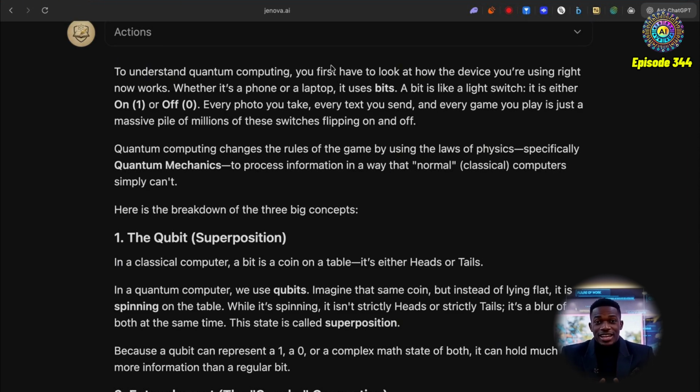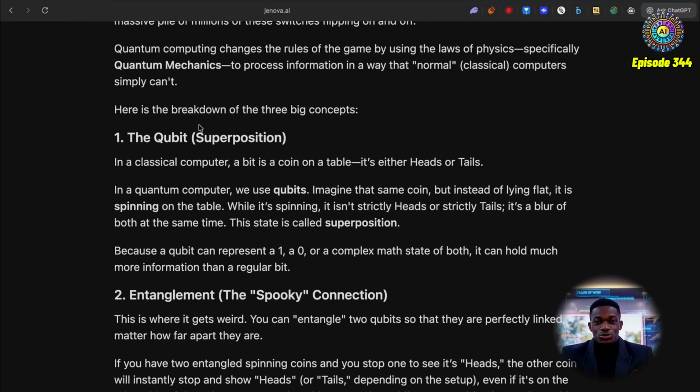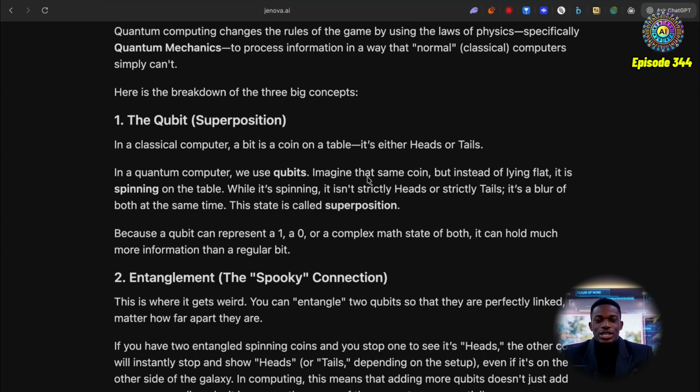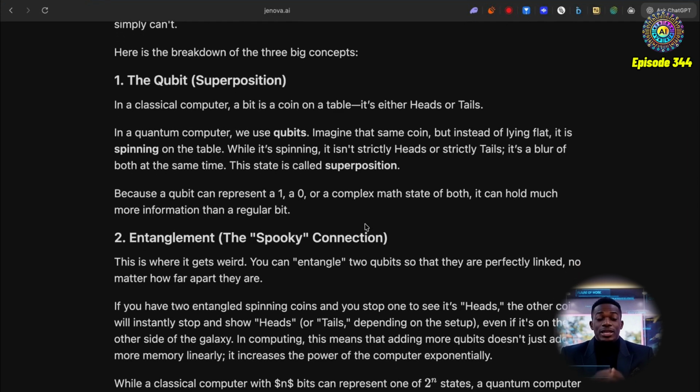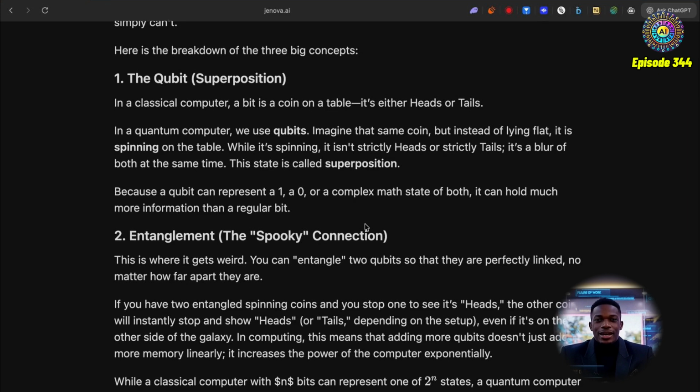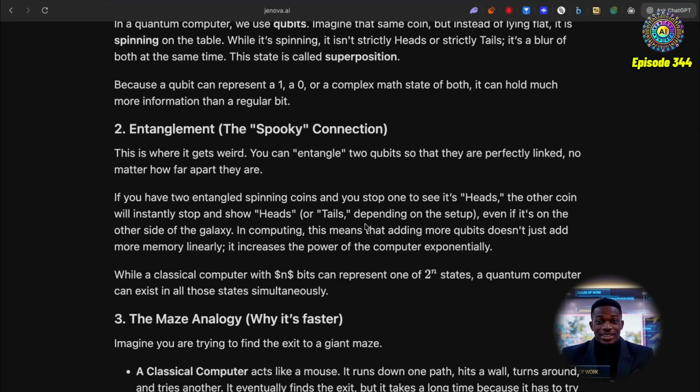So to understand quantum computing, you have to look at how the device you're using right now works. It's either a 1 or a 0, and then it breaks it down into 3 big concepts. We've got the qubit, which is superpositioning, because a qubit can represent a 1 or a 0 or a complex state of both. It can basically hold a lot more information than a regular bit, and this is also what allows us to essentially brute force A/B testing using quantum computing.